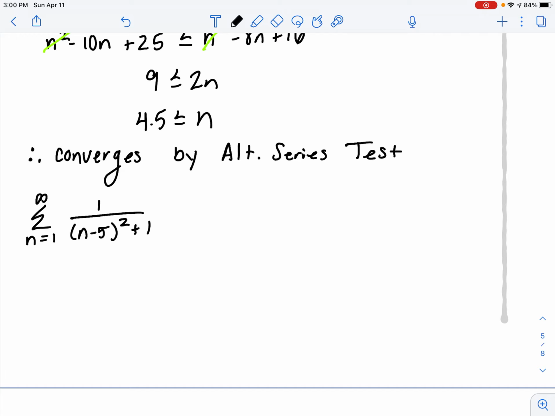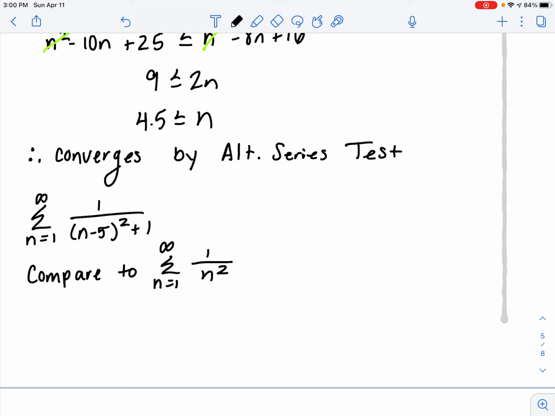Okay, so we know that the nth term test is not going to work here, right? Because we already took the limit of this and it equaled 0. So I'm going to compare this to the series from 1 to infinity of just 1 over n squared, right? If I take out that extra stuff in the denominator, it's essentially 1 over n squared.